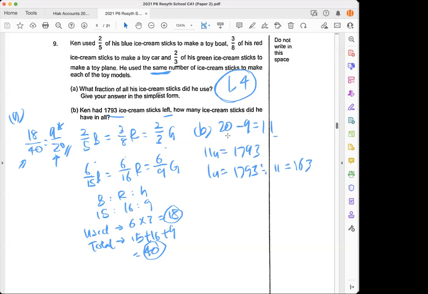Okay. So the question is, how many ice cream sticks did he have in all? So that was 20, right? 20 is the original, yeah. So 20 multiplied by 163, and your answer is 3260. Okay, let's continue with question number 10.